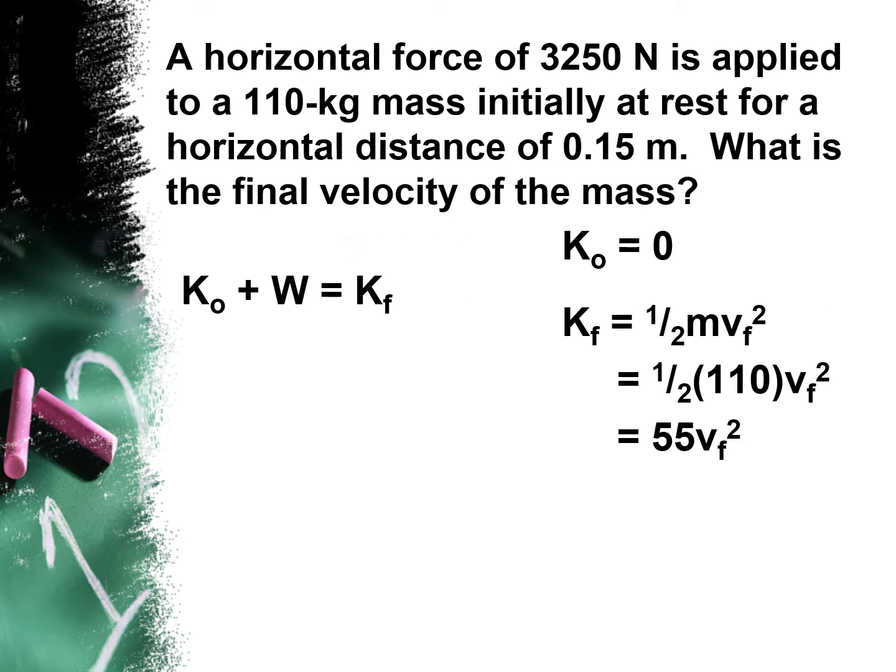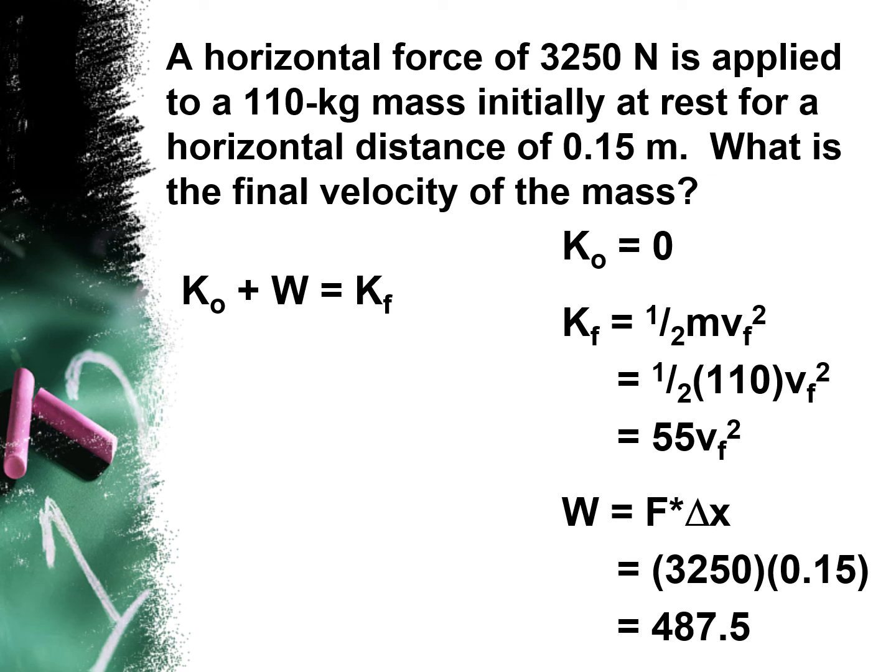The last thing is going to be the work. The work is going to be equal to force times displacement. Now we're given the force. The force is 3,250 newtons. The displacement is 0.15. So when we plug those in, we get that the work done is going to be equal to 487.5 newtons. Or 487.5 joules, I'm sorry.